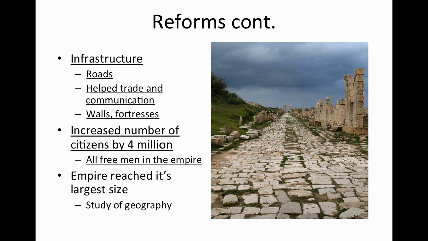Other reforms included improving infrastructure, obviously with taxes and tribute, roads. The Roman roads would connect to the Silk Roads that would help trade and communication. He built a number of walls and fortresses, and under his rule, citizenship increased to 4 million. Basically, all free men in his empire, regardless of where they lived, Egypt, Germany, became citizens, and that was pretty significant. And the empire reached its largest size under his rule.